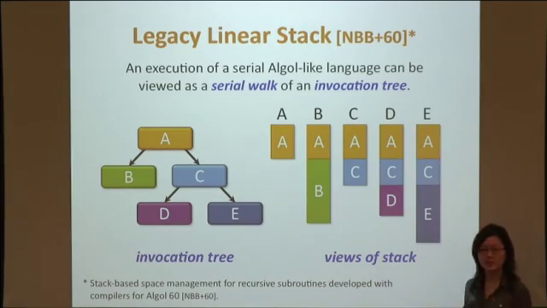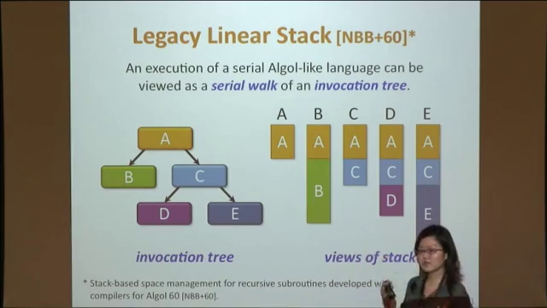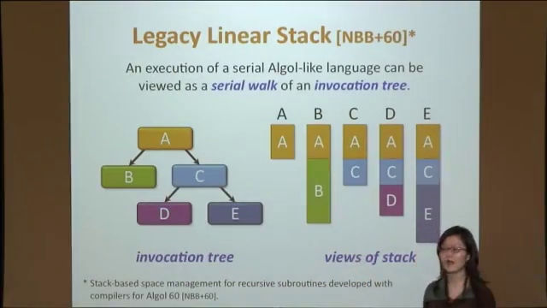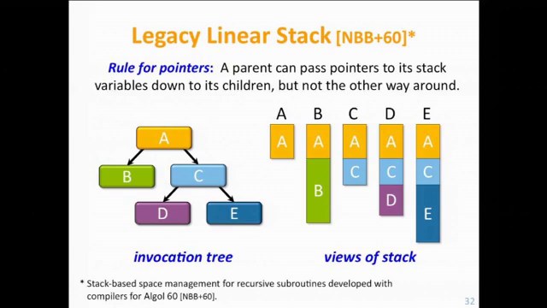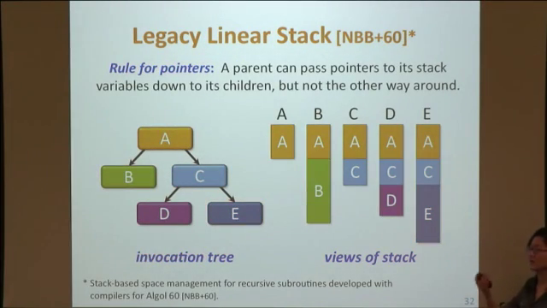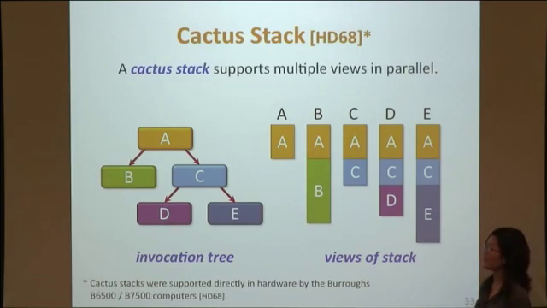And the linear stack works really well for the serial program. When you call the function, you allocate the stack frame. When it returns, it pops it off. Essentially, this is very space efficient because B and C occupy the same place in the stack. And the parent and child are allocated in contiguous memory address space. So that's the linear stack. And furthermore, it follows the rule of pointers, where the parent can pass a pointer to its children, but not the other way around.